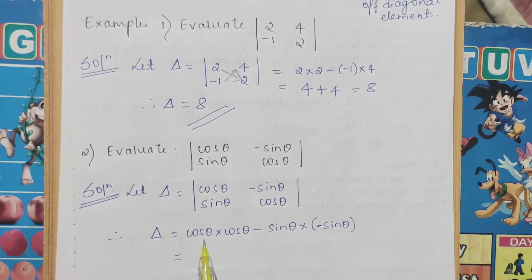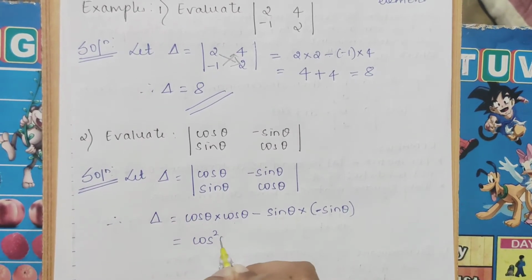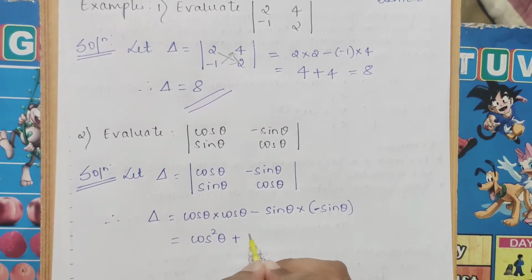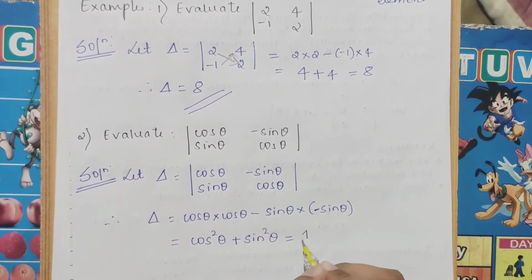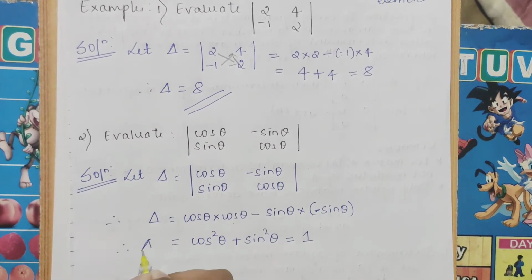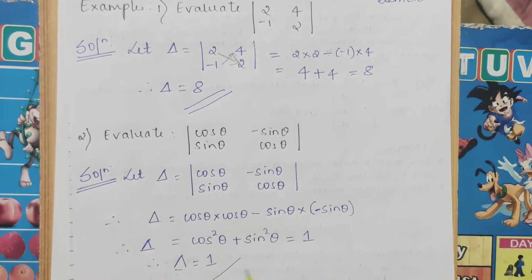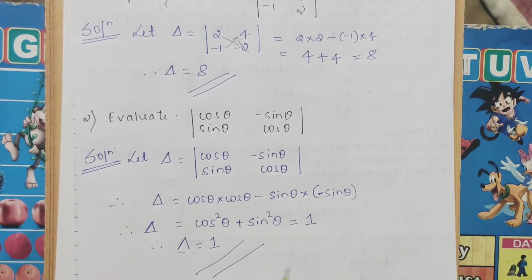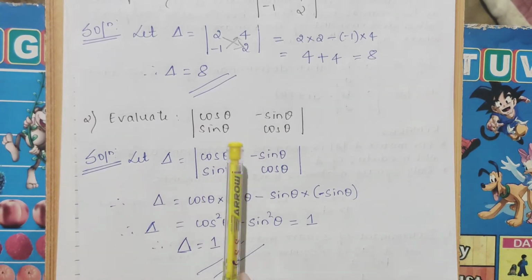Okay, so what you'll get? Cos theta into cos theta is cos square theta, and here minus into minus becomes plus. Sin theta into sin theta is also sin square theta, and cos square theta plus sin square theta, you know, is the standard identity, which is 1. So delta is equal to 1, and this is your answer. You have studied this standard formula: cos square theta plus sin square theta is equal to 1. So delta is also equal to 1 for this particular determinant when they ask you to evaluate. Okay, it is very easy.